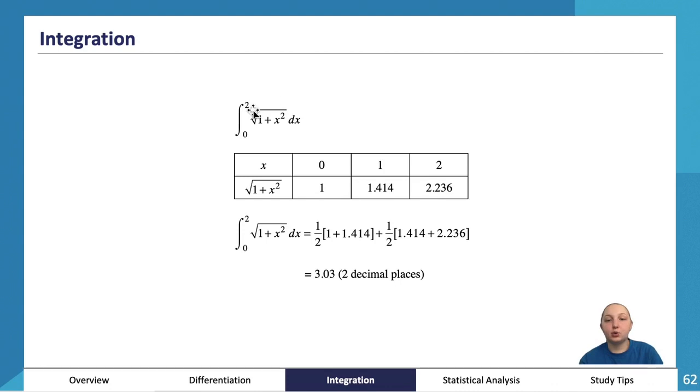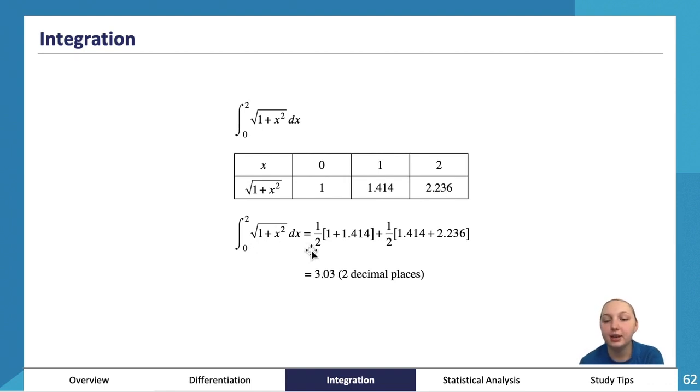So in order to answer this question, what we want to do is create 3 x values that are all equidistant from one another. In this case, pretty easy. We've got 0, 1, and 2. They're all 1 unit apart from each other. Then what we want to do is substitute each of these values into our f(x). So we'd get 1, rounded off 1.414, rounded off 2.236.